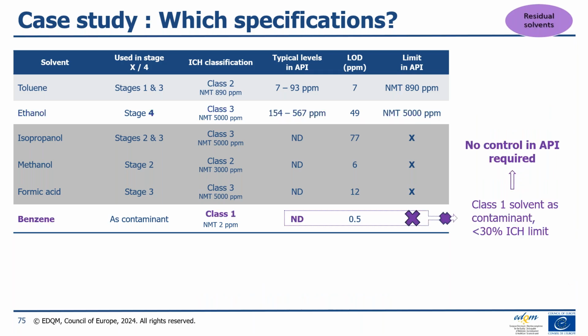Let's see for benzene now, which is a class 1 solvent. The limit is 2 ppm. It's found not detected. The LOD of the method is sensitive enough, so it's below 30% of the ICH limit. So no control in the API is required.